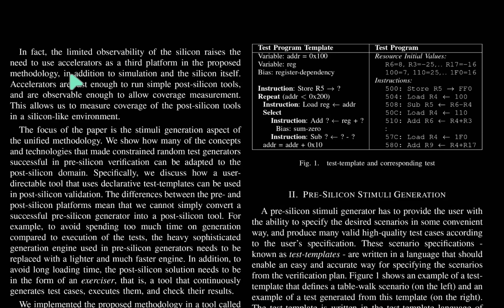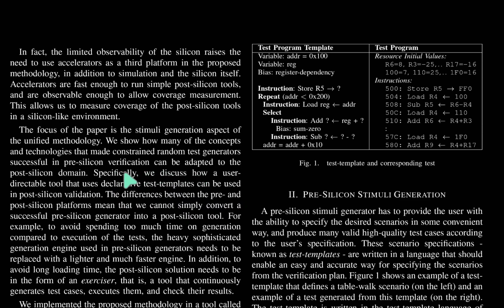In addition to the simulation and the silicon itself, the accelerators are fast enough to run simulation and post-silicon tools, and are observable enough to allow coverage measurement. This allows us to measure the coverage of the post-silicon tools in a silicon-like environment. So the focus of the paper is the stimuli generation aspect of the unified methodology. We show how many of the concepts and technologies that made constrained random test generators successful in pre-silicon verification can be adapted to the post-silicon domain.